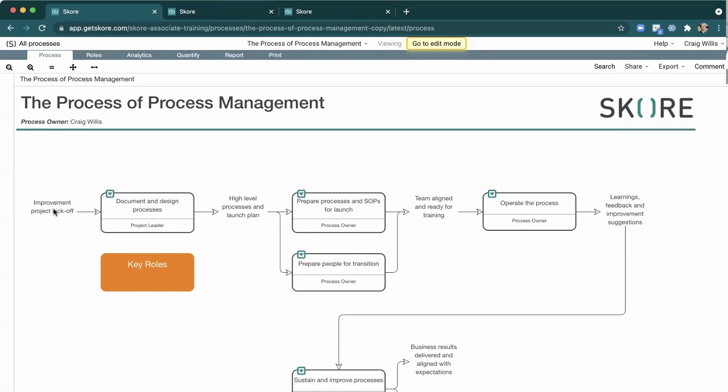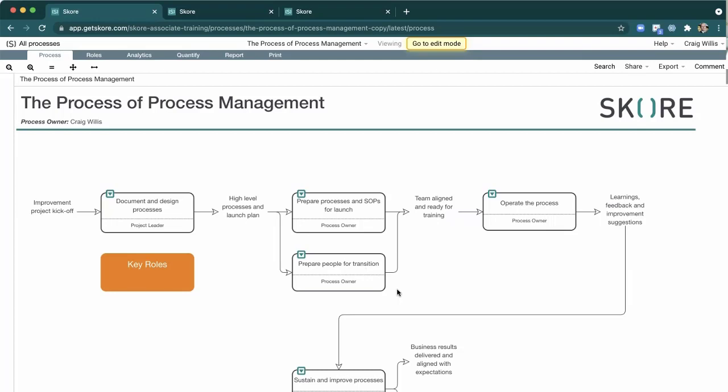So whatever it is, there's some sort of improvement initiative that kicks off, and so we go through this process of documenting and designing the processes. So that's maybe documenting as-is processes and then looking to design the to-be process of the future. There's a preparation piece of work that we often need to go through, and that will depend on the size of the process. So in many of the programs we've been involved in the past, we're talking about huge end-to-end processes, and sometimes they're very small.